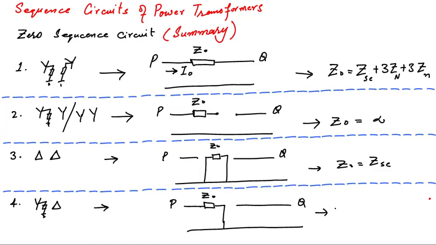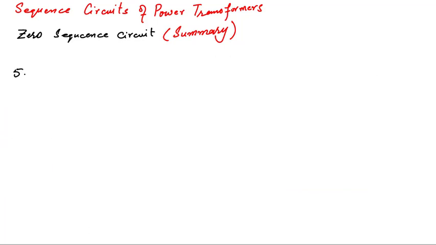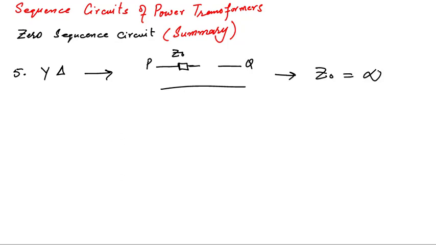Here the Z0 is equal to the leakage impedance of the transformer plus 3 times the grounding impedance of the transformer Y grounded winding. Fifth case is a Y delta transformer where neutral of Y is in floating condition. Because zero sequence current cannot exist on either side of this transformer winding. So from P to Q there is no path for the flow of current. This zero sequence impedance will be effectively infinity.